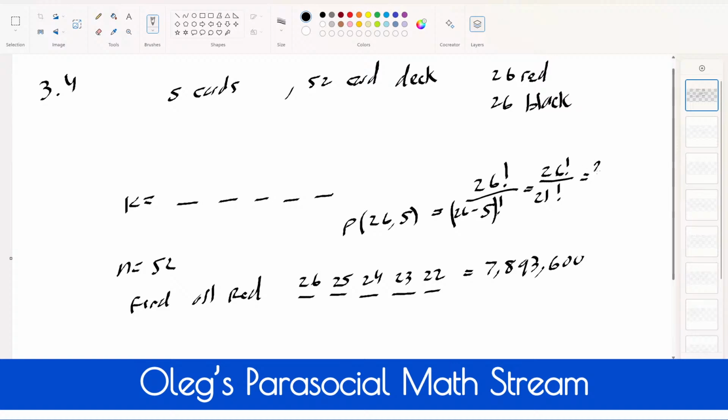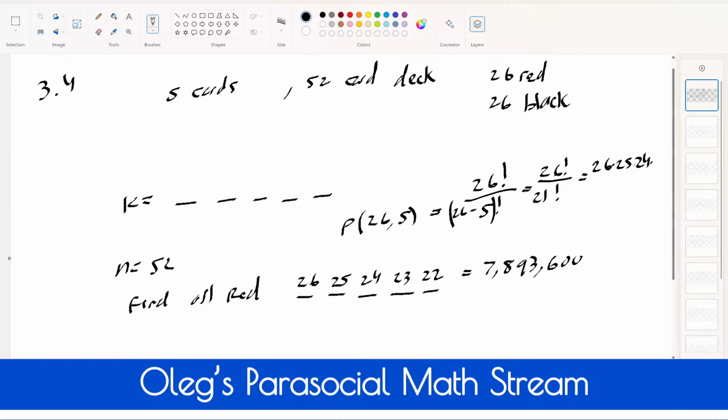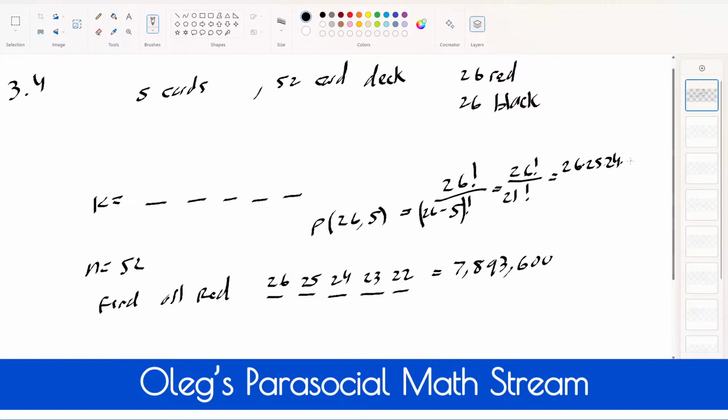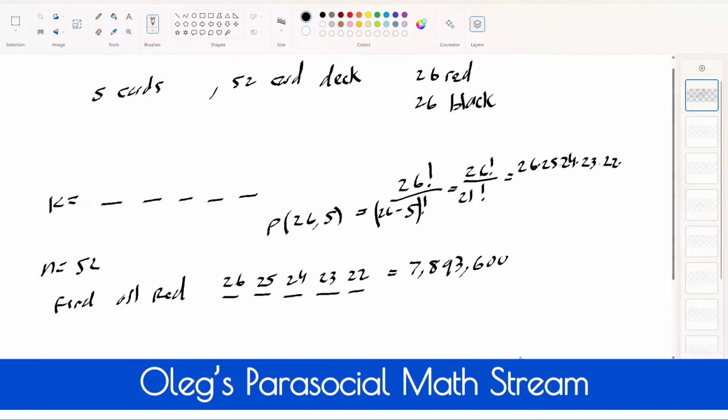Which is equal to 26, 25, 24, and so on, over 21 factorial over 21 factorial. You scratch the factorials. That's how the number ends up the same. Yeah. Okay. That's corrected.